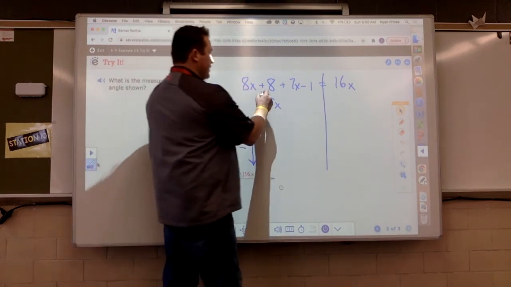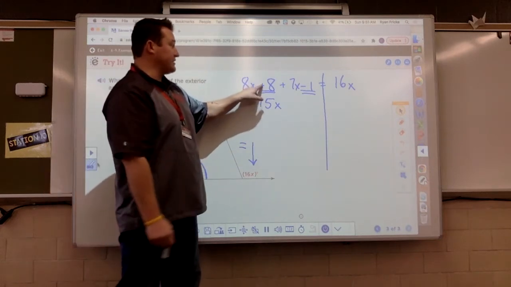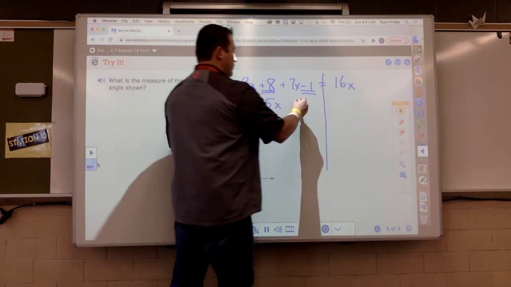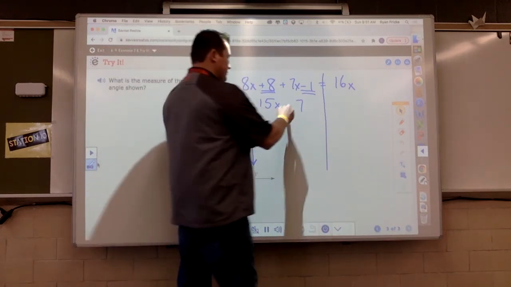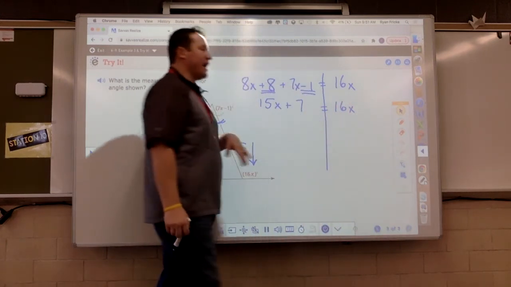Add your numbers here, right? Look at your signs, people. Positive 8 minus 1. 8 minus 1 is 7. Should I put a plus sign or a minus sign here? Plus. That's right, plus sign. Equals 16x. Don't really have a choice here, folks.